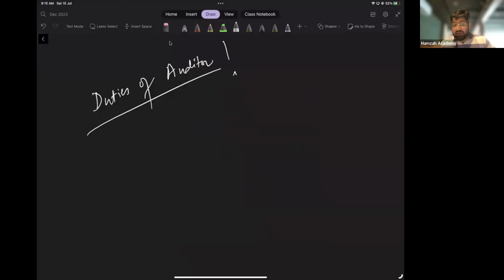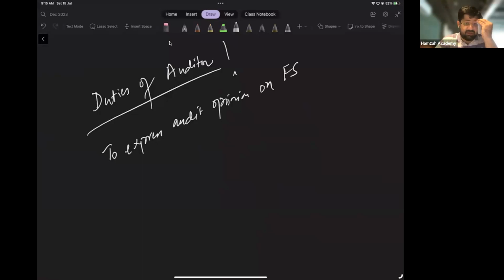Yeah, the overriding duty of the auditor is to express audit opinion on financial statements. This is the overriding duty. And in order to express the opinion, what does the auditor have to do?